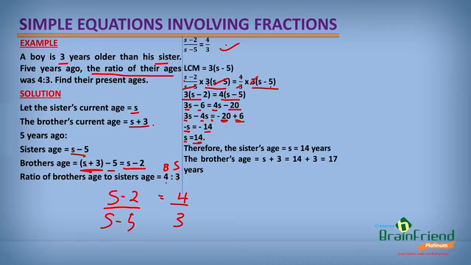Therefore, the sister's age, remember from our solution, we designated the letter S to the sister's current age, or present age. So our solution has resulted in S is equal to 14, meaning that the sister's current age is 14 years. She is 14 years old, while the brother's age is S plus 3, that is 14 plus 3, which is equal to 17.